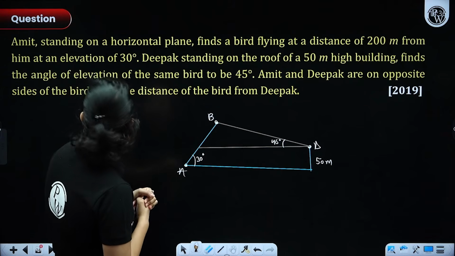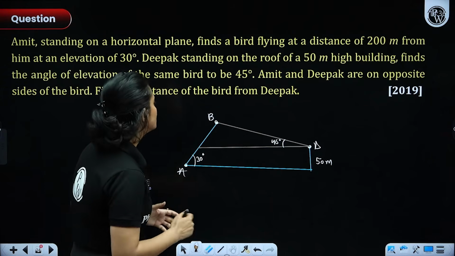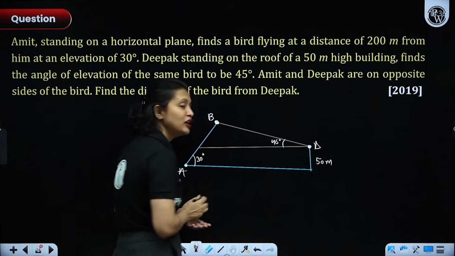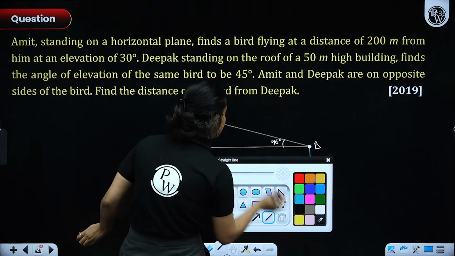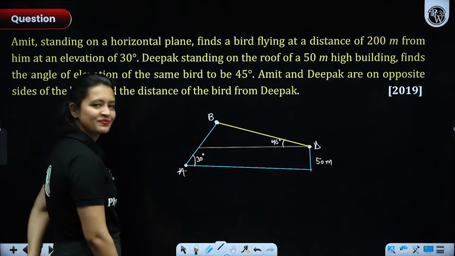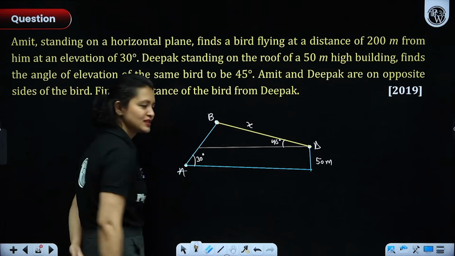Okay? Now we have to figure out the distance of the bird from Deepak. What do we need to figure out, everyone? We need to figure out the length BD. This is the length we have to figure out. So let this length be x.